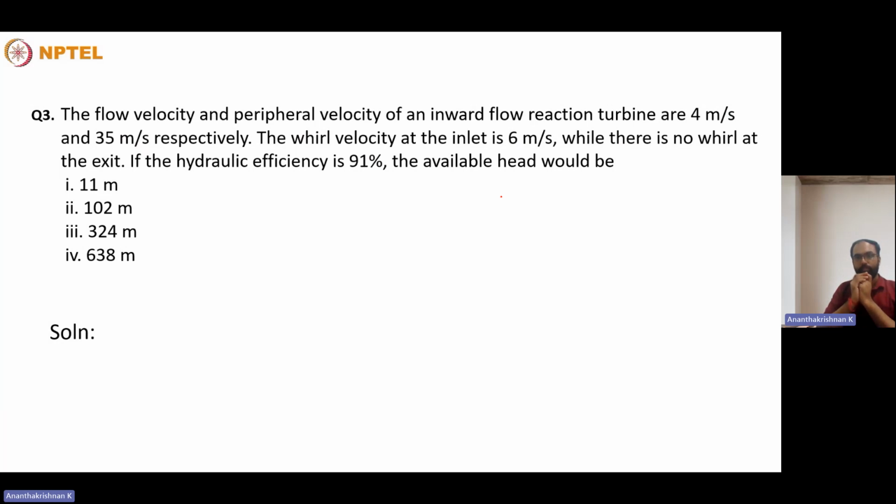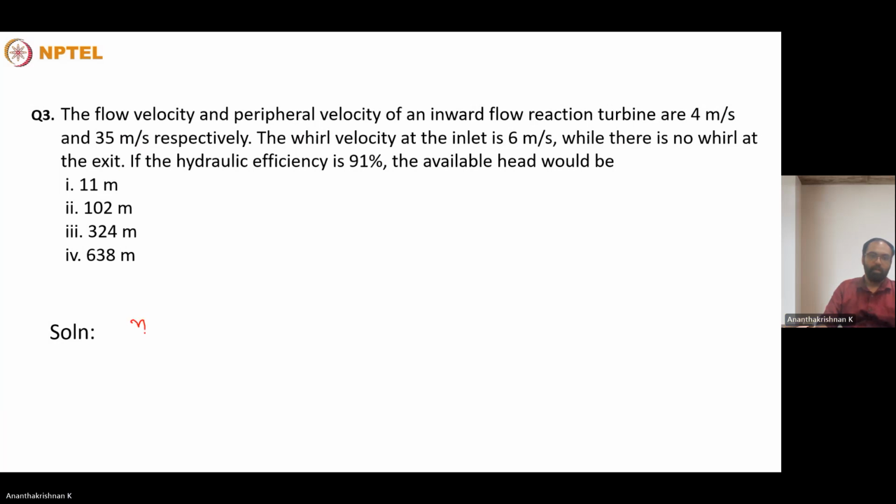So in this particular problem, all the parameters are not given. The flow velocity component and the peripheral velocity component are given, and the corresponding whirl velocity at the inlet is also given. Since the peripheral velocity is given and the whirl velocity is given, we need not worry about the inlet velocity triangles. Every value is given, and we only need to calculate the head from the efficiency term.